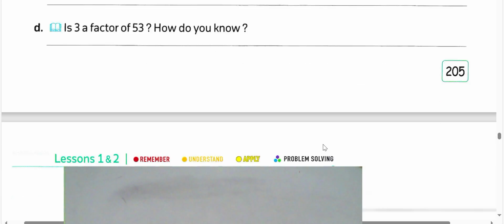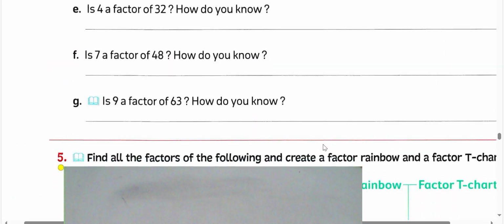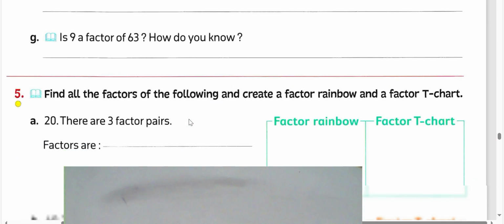Okay, next question. Is 9 a factor of 63? Yes, because 7 times 9 equals 63, from the table.